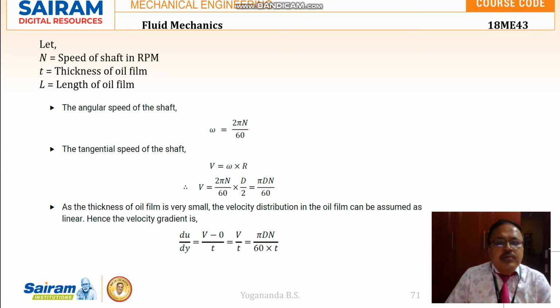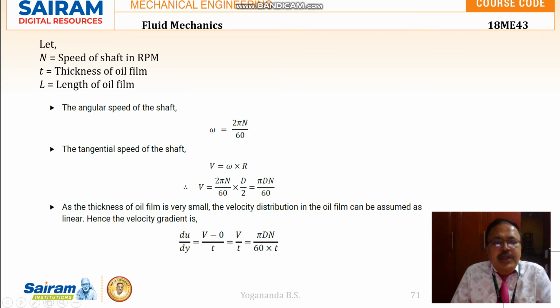Now the angular speed of the shaft will be taken as 2 pi N by 60. For one rotation, the angle covered is 2 pi, that is 360 degrees. For N number of rotations, it is 2 pi into N. The rotations are per minute, so divide by 60 to give the angular speed in seconds.